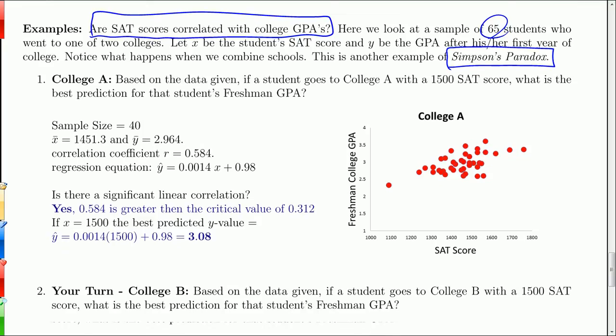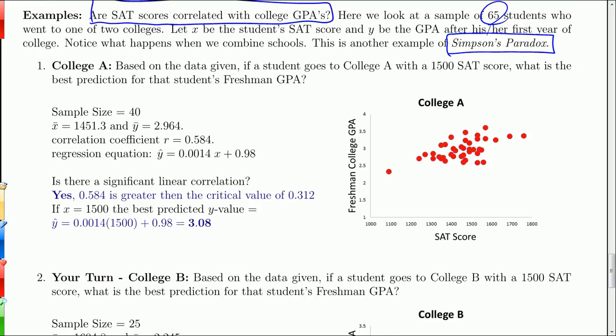Okay, so if we look at College A, 40 of the 65 students went to College A. So N is 40. The average SAT score for those 40 students was 1451.3. The average GPA after the freshman year was 2.964. The correlation coefficient, 0.584. And the regression equation, 0.0014x plus 0.98. Is there a significant correlation?